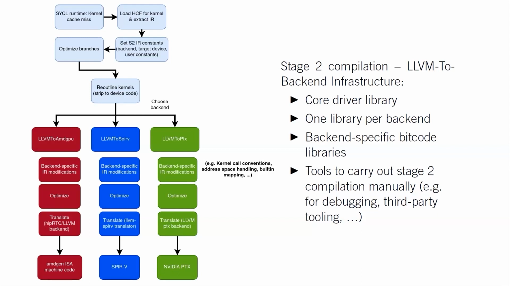Then afterwards, once we have this flavored IR, we optimize it. And then in the last step, we translate it to something that the backend can actually understand, which for AMD would mean we invoke hiprtc. For SPIR-V, it would mean we invoke the LLVM SPIR-V translator. And for PTX, it would mean we use the LLVM PTX backend.